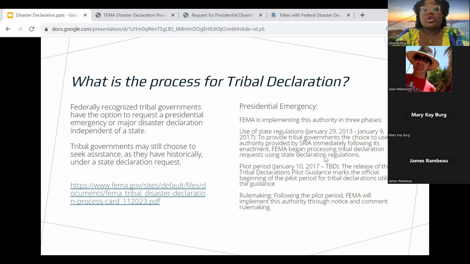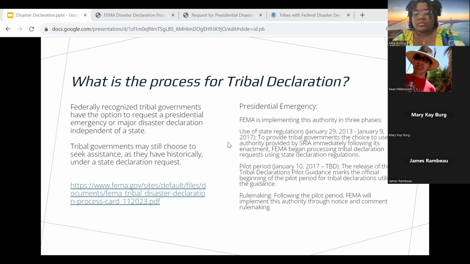The process for a tribal declaration: federally recognized tribal governments have the option to request a presidential emergency or a major disaster declaration, independent of a state. These tribal governments may still choose to seek assistance as they have historically under a state declaration request. There's also the presidential emergency. That process is implemented in 3 phases.